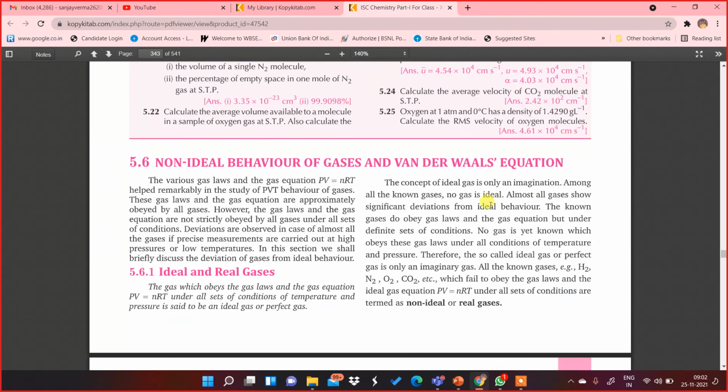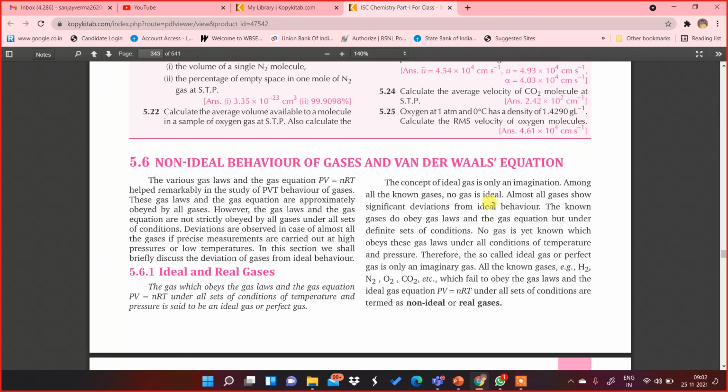Then coming to this one, I was talking about non-ideal behavior of gases and the Van der Waals equation. Ideal and real gases. The gas which obeys the gas laws and the gas equation under all sets of conditions of temperature and pressure is said to be an ideal gas or a perfect gas. The concept of ideal gas is only an imagination. Among all the known gases, no gas is ideal.